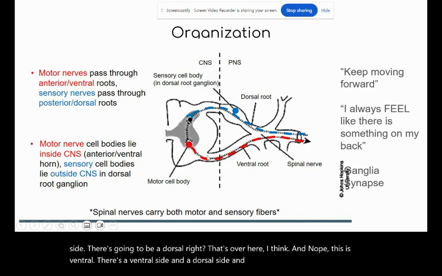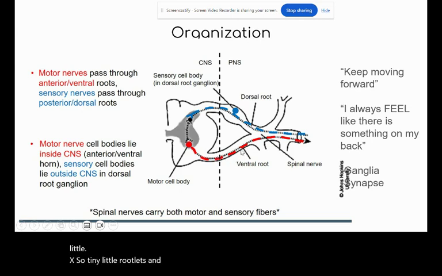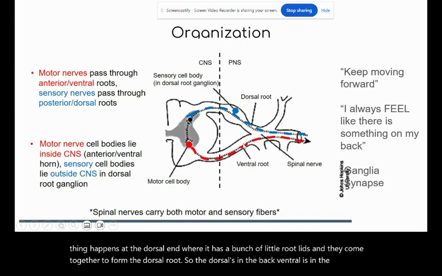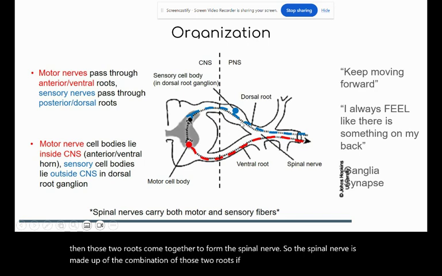And the ventral side has tiny little rootlets, and those collect to form the ventral root. The same thing happens at the dorsal end, where it has a bunch of little rootlets and they come together to form the dorsal root. So the dorsal's in the back, ventral's in the front. And then those two roots come together to form the spinal nerve. So the spinal nerve is made up of the combination of those two roots, if that makes sense.